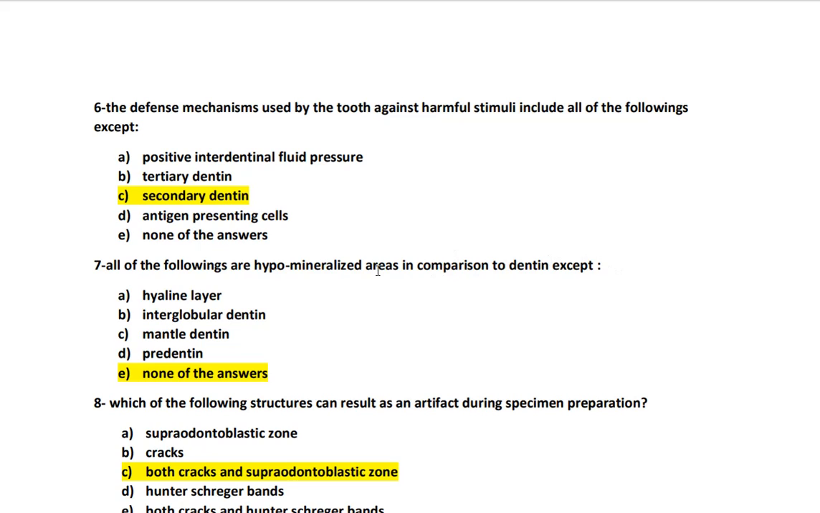So بدنا نشوف مين اللي من هذول الستركتشرز ما رح يكون hypermineralized، يعني رح يكون المينراليزيشن تبعه زي الدنتين أو أكتر. الهايلين layer of the root أكيد it's less mineralized than dentin. Interglobular dentin أصلا حكينا الانترجلوبولار dentin عبارة عن calcispheroid. They fail to fuse، فبما they fail to fuse they will be less mineralized than dentin.